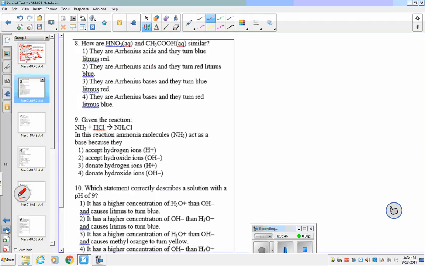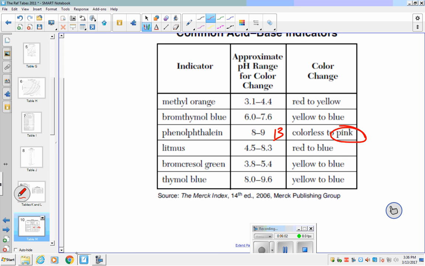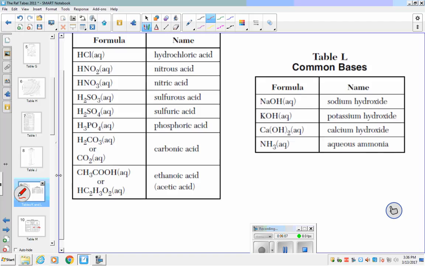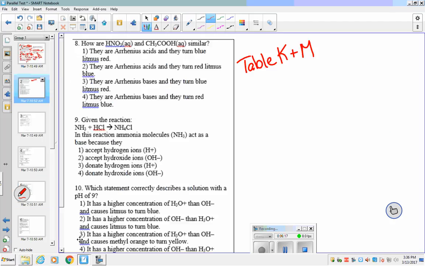Question number 8, how are HNO3 and CH3COOH (aq) similar? We're going to go to tables K and M for this. So table K has our common acids on it. HNO3 is an acid, and CH3COOH is an acid as well. So the first thing that we're able to do on that question is we're able to say, hey, these guys are going to be Arrhenius acids, so we're just going to get rid of our base choices.